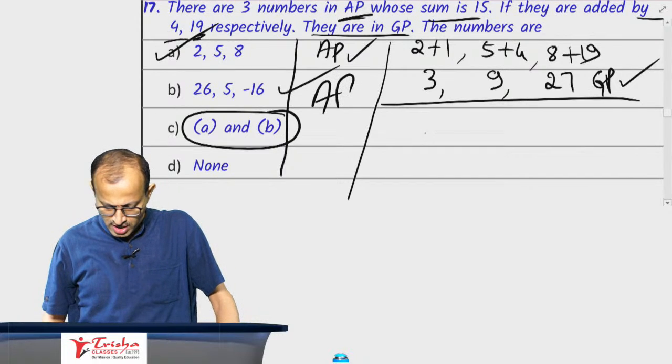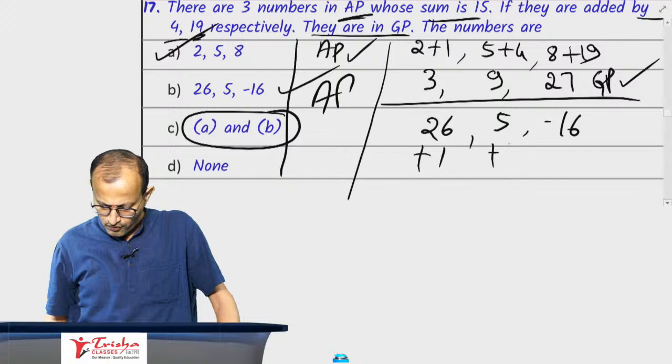Now they tell 26, 5, minus 16, you have to add what numbers dear? 1, 4, 19. All of you add.